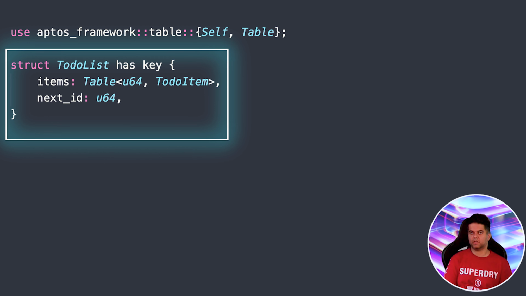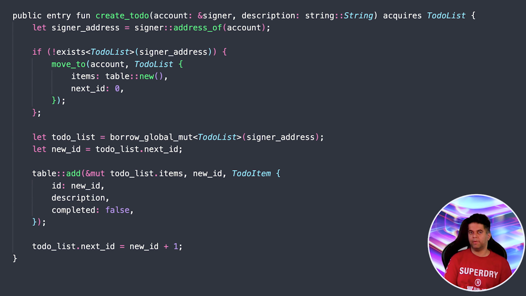Now that we have our data structures in place, let's get into implementing the key functions for our to-do list. We'll be creating functions to create, update, delete, and view to-do items. Let's start with the function to create a new to-do item. We'll call this function create_todo.